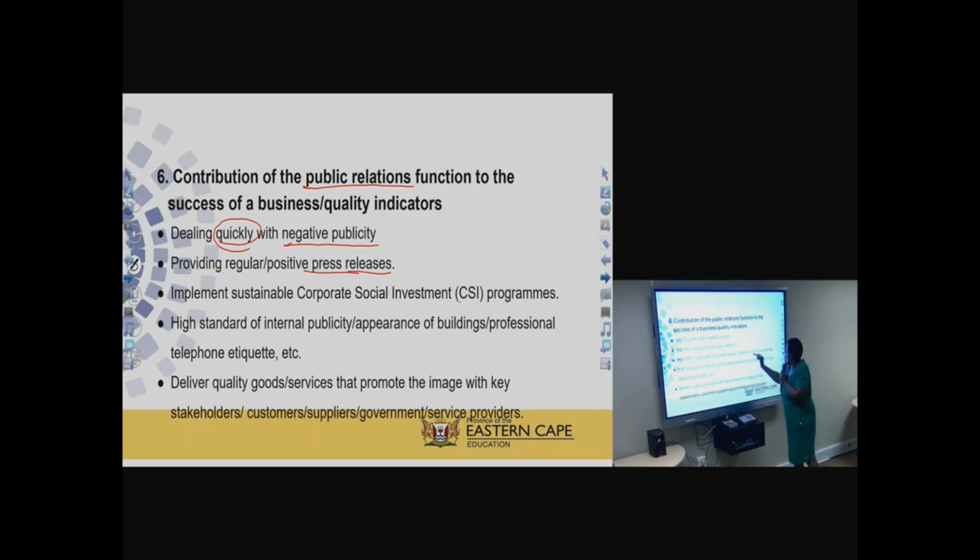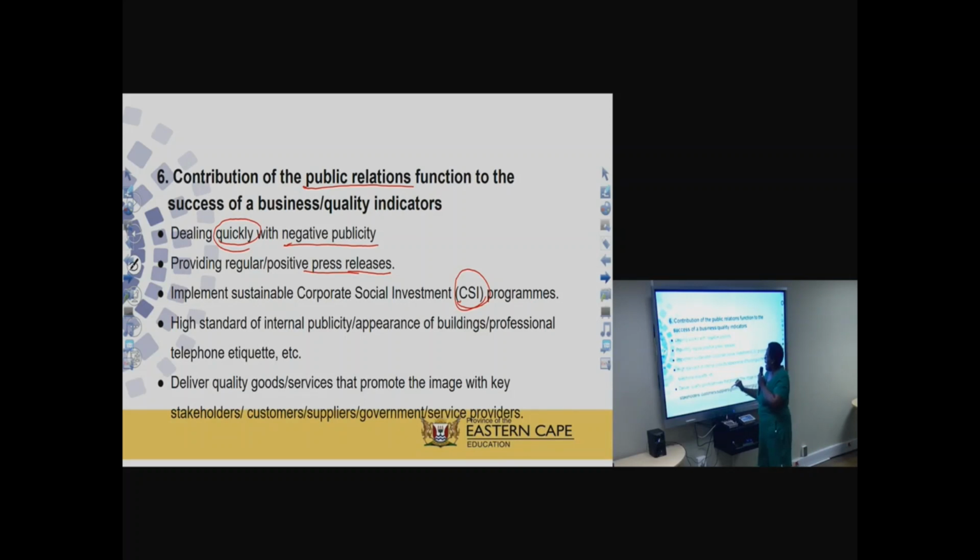You must be able to implement the CSI program. Remember, the CSI programs are the programs that will make the business popular in the community that they are operating in. Having the proper CSI programs means the community there will love the business. That is the aim of public relations.